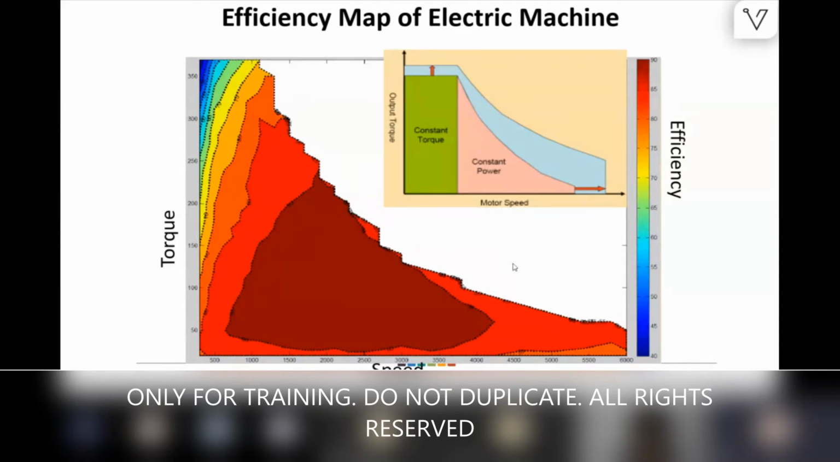So our aim, our target, is to push these boundaries. This is what our aim is, consistently: to have better and better efficiency zones, so that we can really optimize our machine where the drive cycle demands. So this is where all the integration comes into the picture.